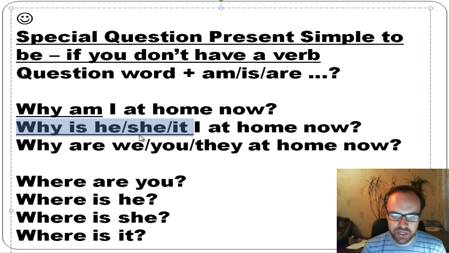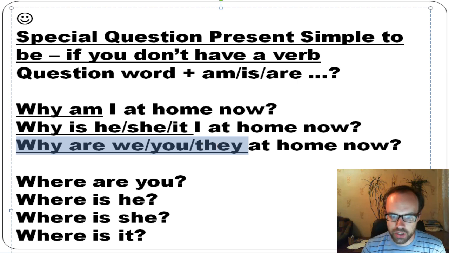So you say he is, she is, it is in a statement, and is he, is she, is it in questions. Next, why are we at home now? Why are you at home now? Why are they at home now? Okay, more examples. Where are you? Where is he? Where is she? Where is it? Yeah? So you have a question word, then you have the form of to be.